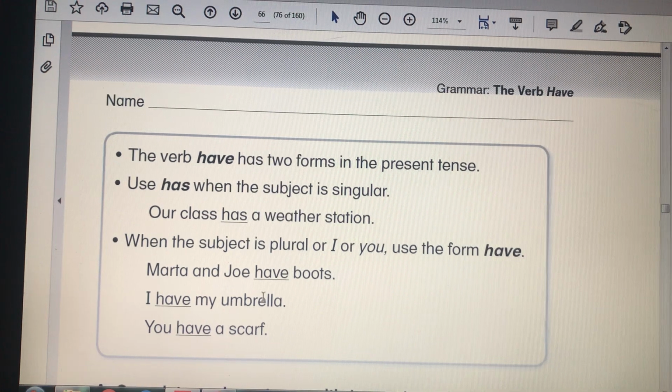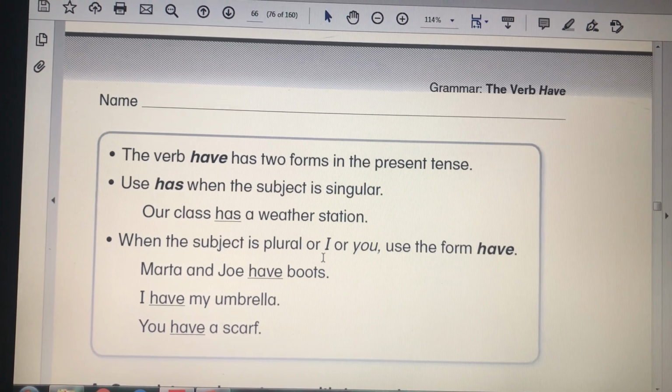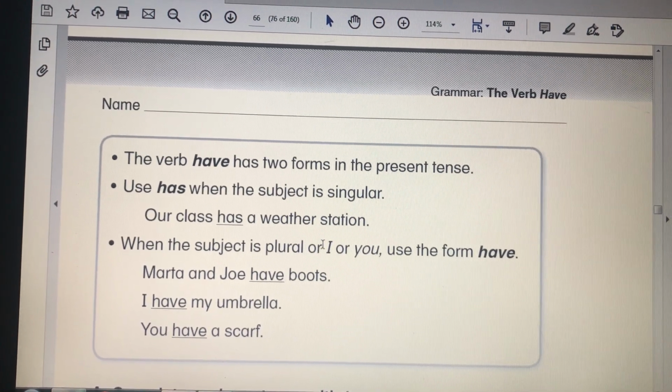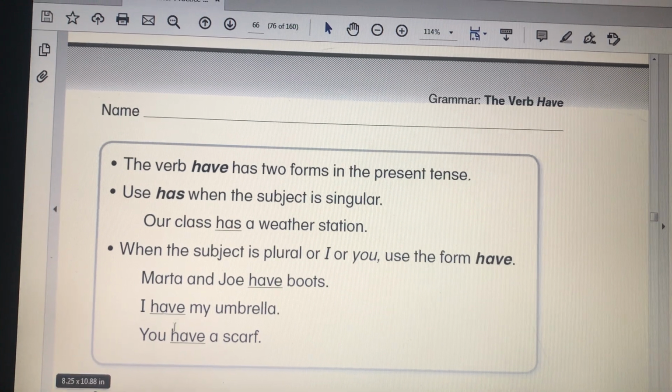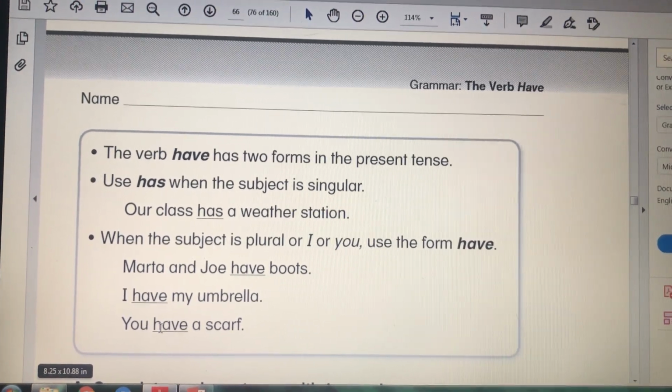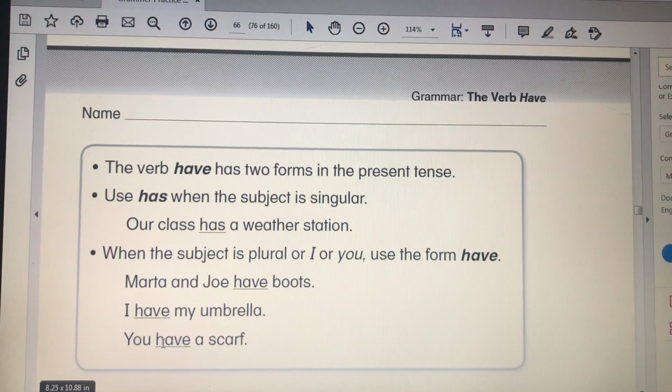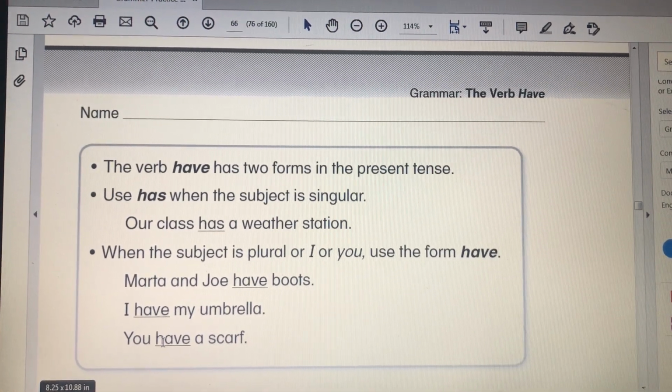I have my umbrella. So also when we have the word I, the subject is I, we use have. And you have a scarf. Also when the subject is you, we also use have.